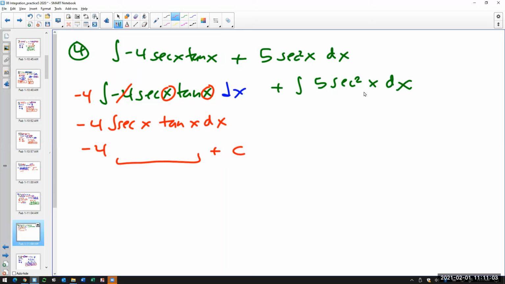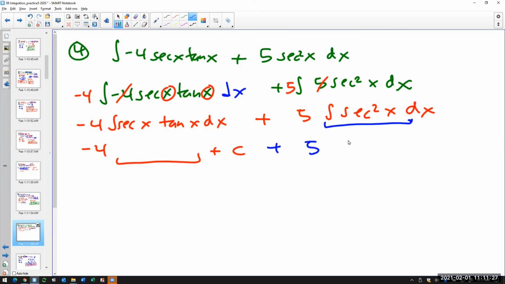And then on this side, your 5 you can pull out. Okay, so this is just added with whatever this answer is. This is 5 times the integral of secant squared x dx. But is this on my formula sheet? Because it's just an x, right? If it were a 10x, you'd have to do u substitution. This is just an x. So what's the integral of secant squared x? Do you guys know what that is? Okay, if someone doesn't tell me, I'm just going to leave a blank. And then don't forget Charlie. And I don't need 2 Charlies, right? I just need 1. Okay.